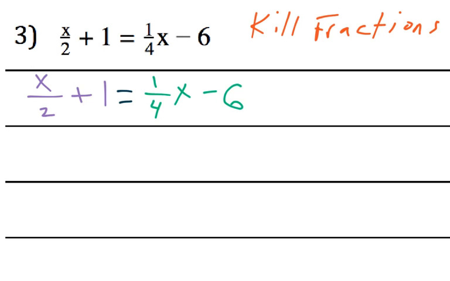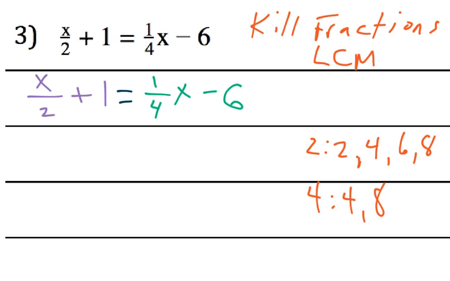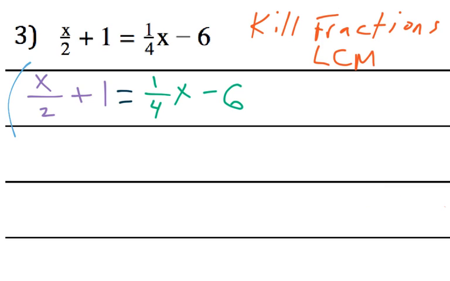So the goal is to look for the least common multiple of those denominators. So here's 2. Well, 2 you can turn into 2, 4, 6, 8, 10, and so on. And 4 you can turn into 4, 8, 16, and so on. So if I were to choose the least common multiple of 4, I know that that would get rid of all my fractions. So here's a parentheses. Here's a parentheses. Here's times 4.